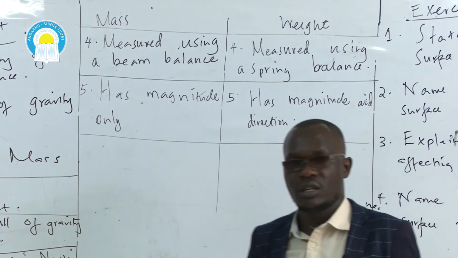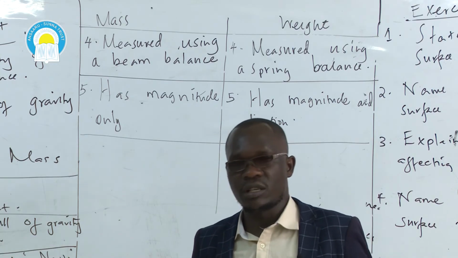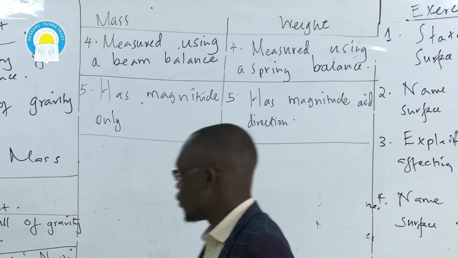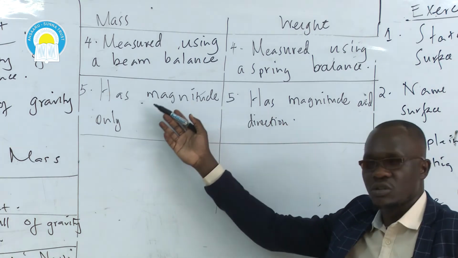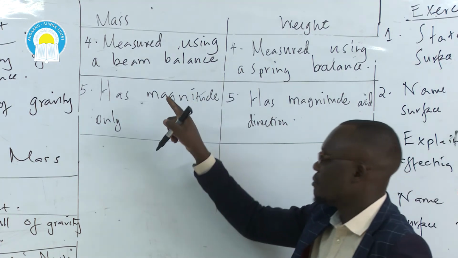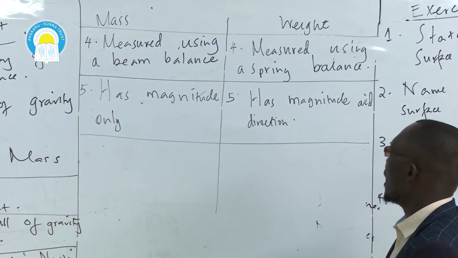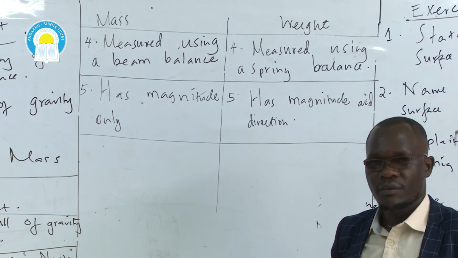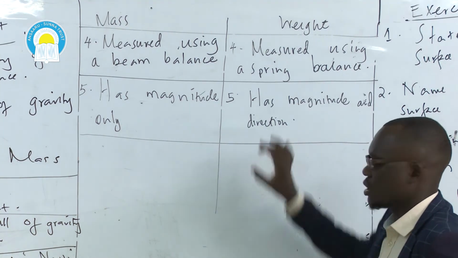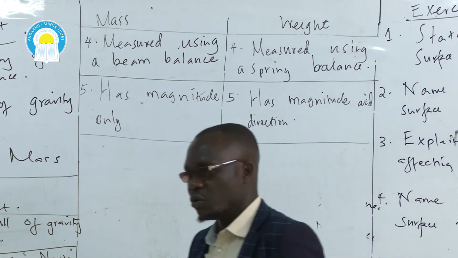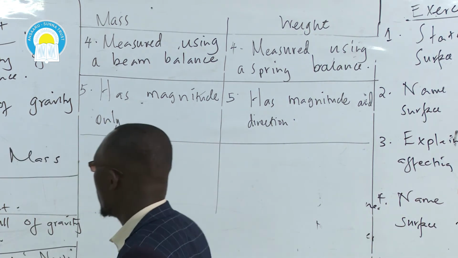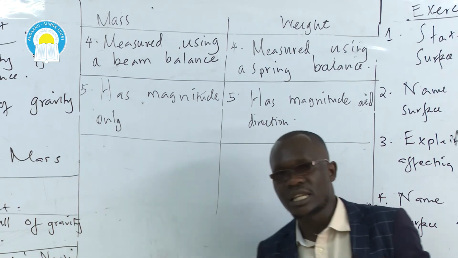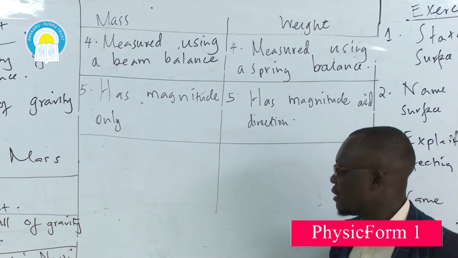Magnitude is size. How big is the mass? How big is your mass? Your mass is 50 kilograms, your mass is 80 kilograms, that is your magnitude. So mass has magnitude only. But when it comes to weight, it has magnitude, it has direction. I refer to your weight. Your weight must have direction because it depends on the pull of gravity. And the pull of gravity, we understand, is a pull towards the center of that particular heavenly body.